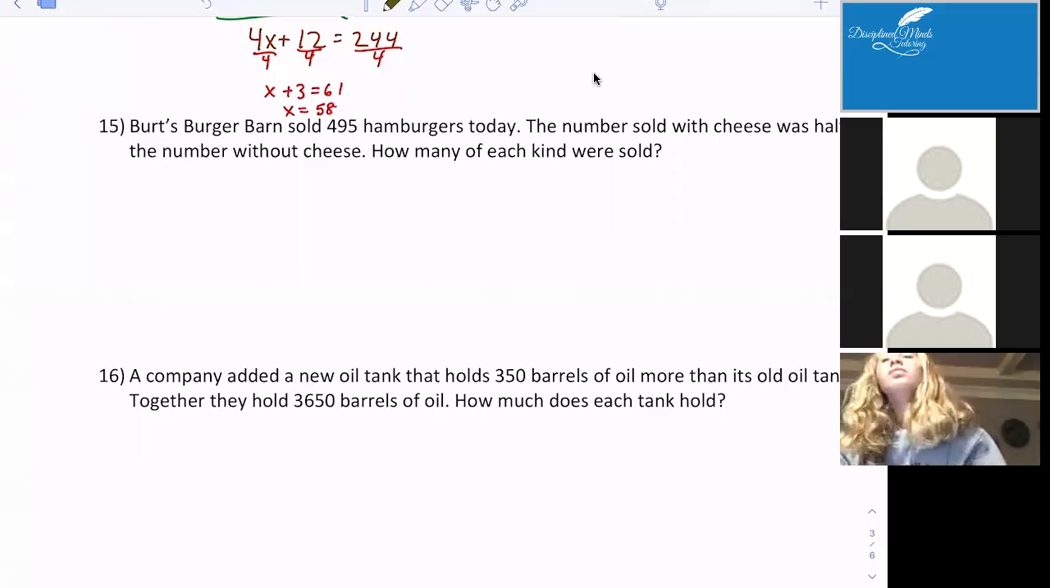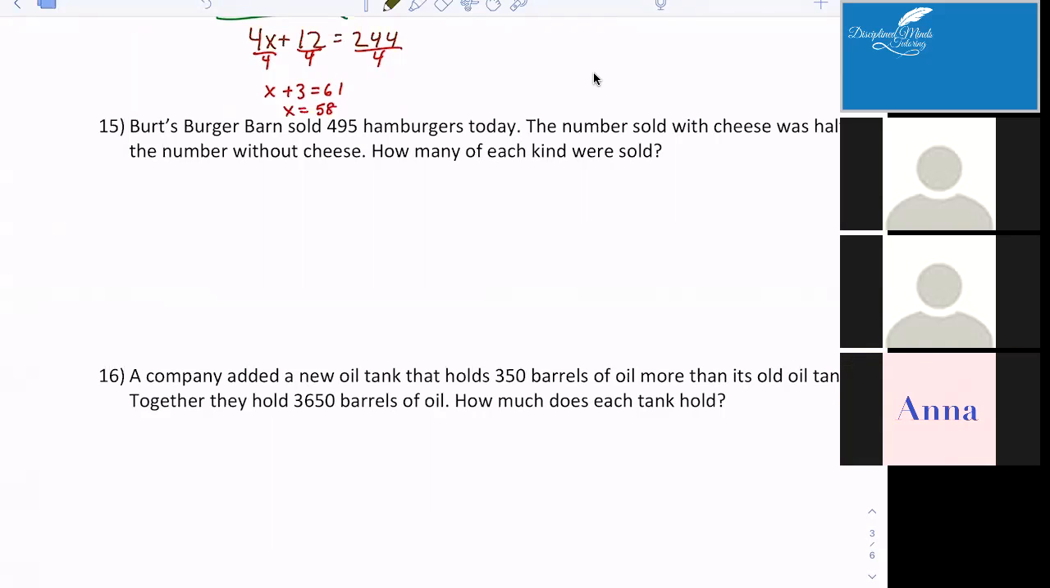To me, I don't like the way that's written. I think it should say Bert's Burger Barn sold 495 hamburgers and cheeseburgers. Do I agree with that? But again, they go on to explain one's with cheese, one's without cheese, correct? So they're calling a cheeseburger a what? Hamburger. They're calling it a hamburger with cheese. All right? So don't be confused by that. So here we go.